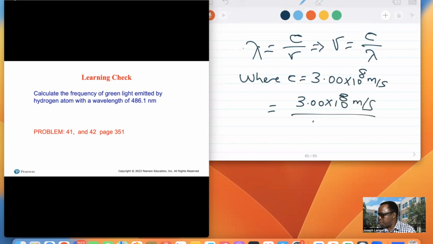And say, let me just plug in this 486.1 nanometers. How are you going to calculate the units? You need to forget about this. This is not the way you plug in. And I know most of you will forget to change the units. You should be well-rounded with the unit conversion.